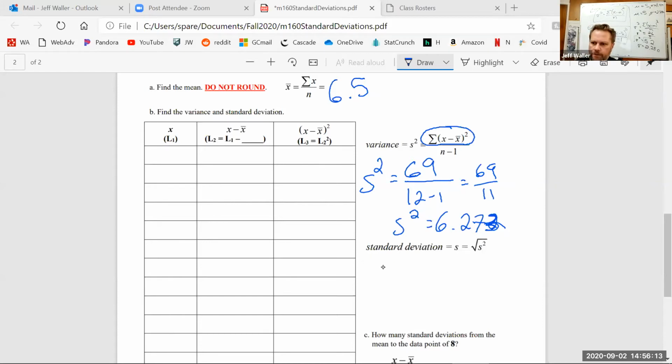All right, so now when I take the square root of that, what was it again? 2.5045. So what would I put here? 2.5045 would be okay, but I could just put 2.505. It's got to be at least 3 places for the standard deviation.